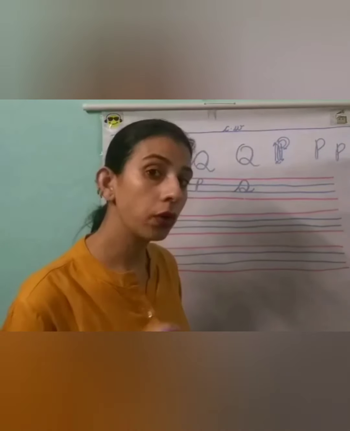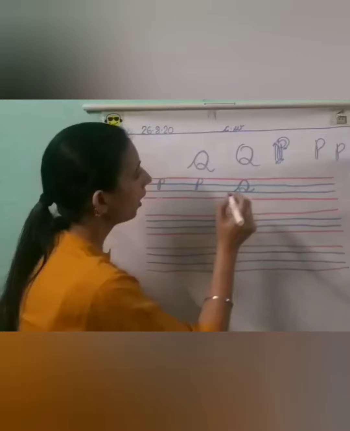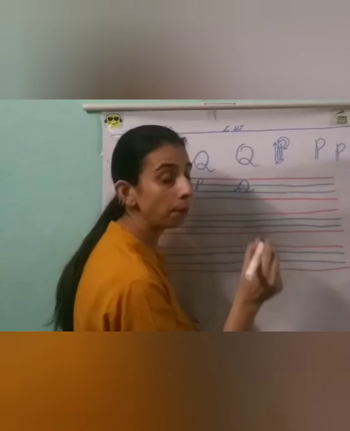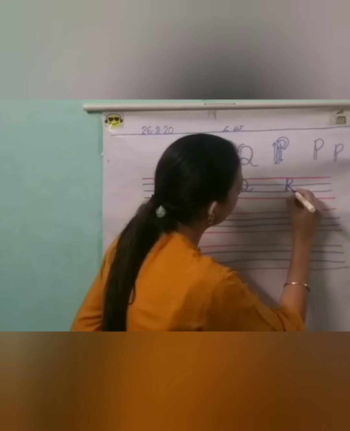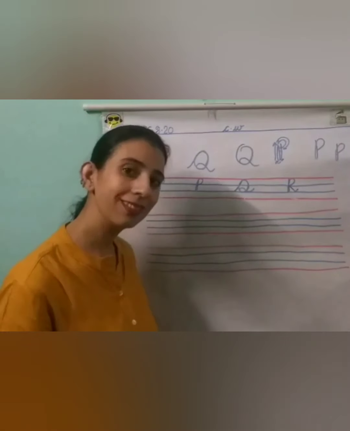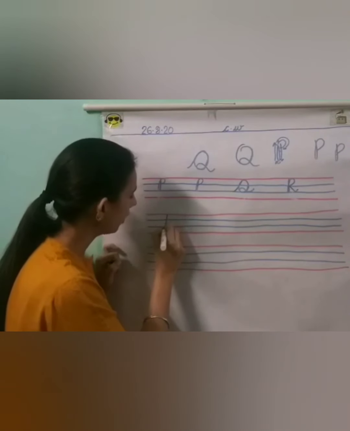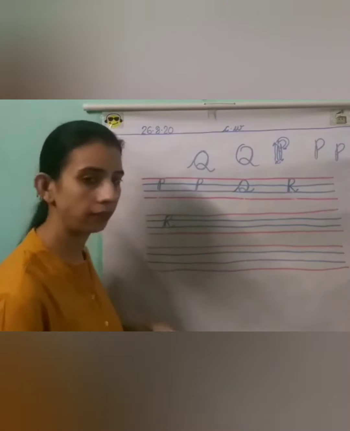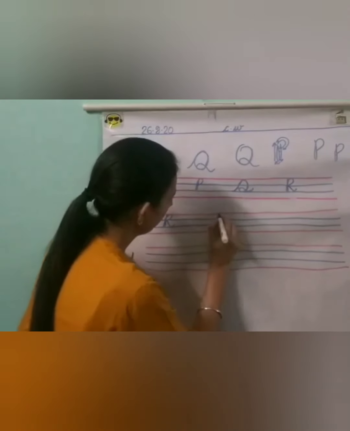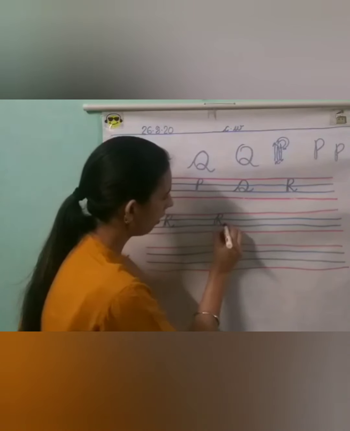So today we are going to learn R. R is very easy. It's like P. So what we have to do is, we will start from the pink line, come in a straight line, go up like a P and then make a tail like this. This is simple. Yes? Okay, one more time. We will start from the pink line, come down, touch the blue line, curve, go up, make a P and then do like this. R. One more time. Straight line, go up, curve, P and R.